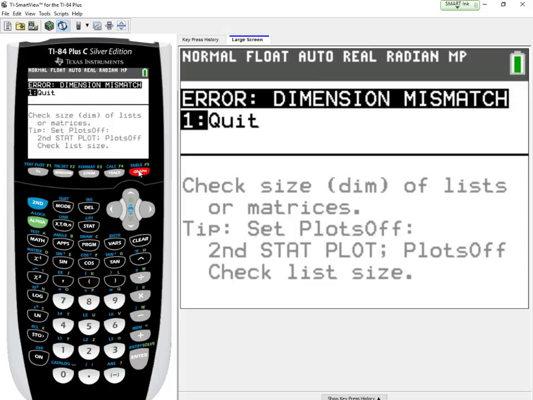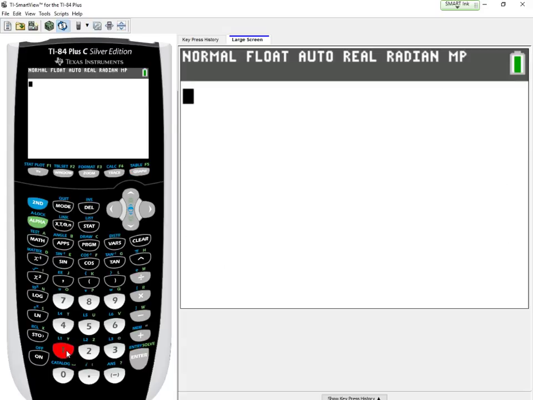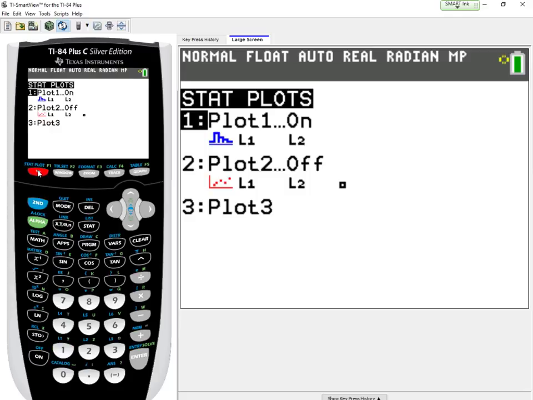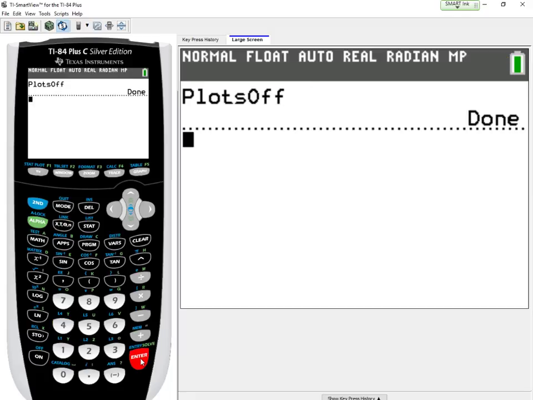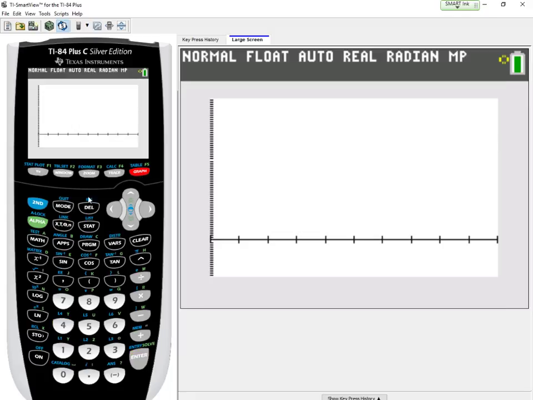Now what's wrong here is that I was using this in statistics. So one thing that you're going to want to do, watch me. I'm going to quit this. I'm going to reset it. If you go over to not y equals, but second y equals, you're going to get the stat plot, which is what we use for statistics. Notice I have a stat plot on, don't I? So I'm going to go in there and make sure to turn it off. I can just select 4. Plots off, push enter, and that should be able to graph.